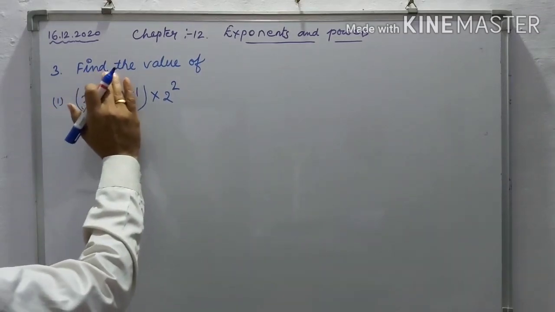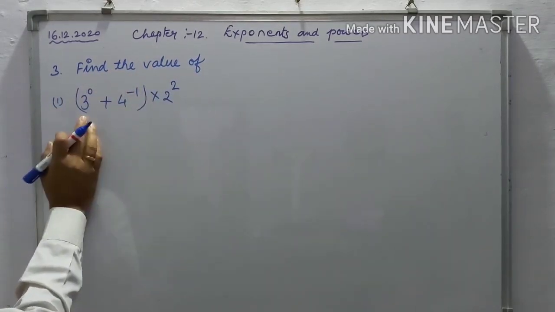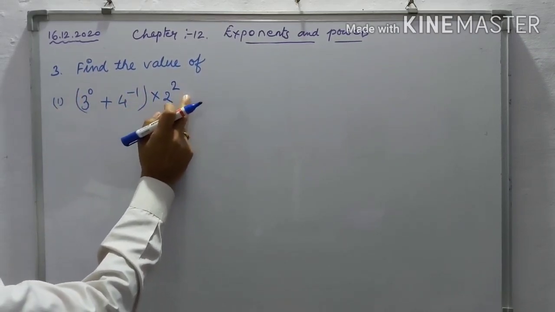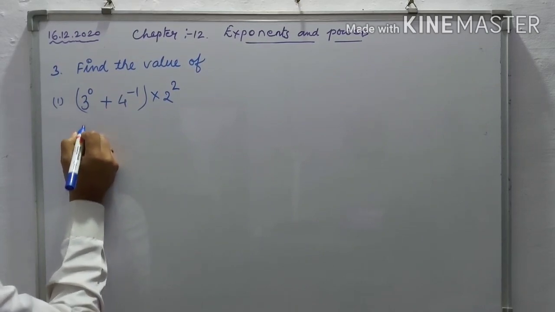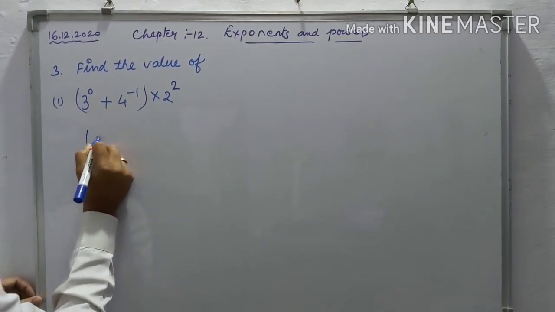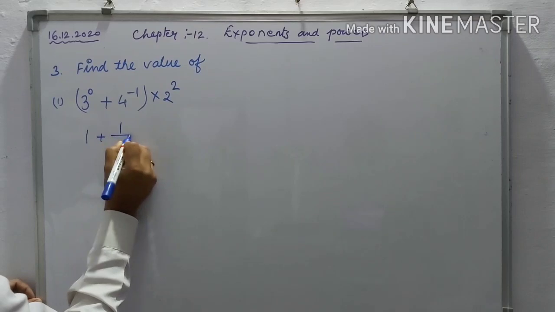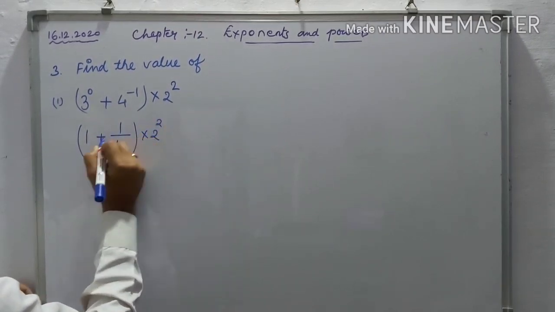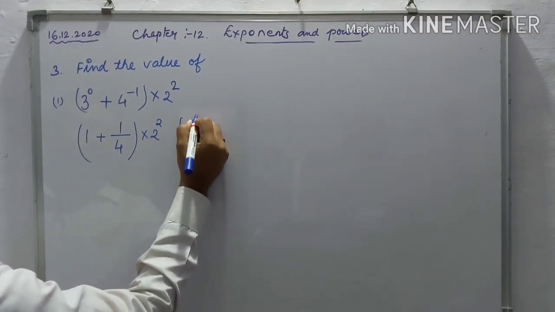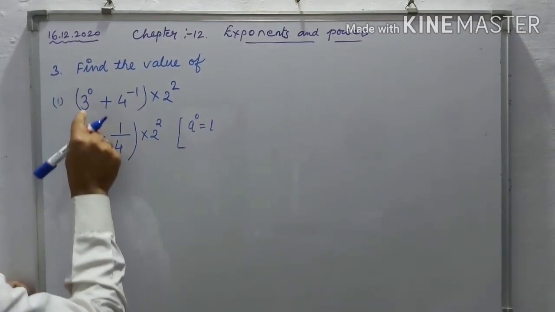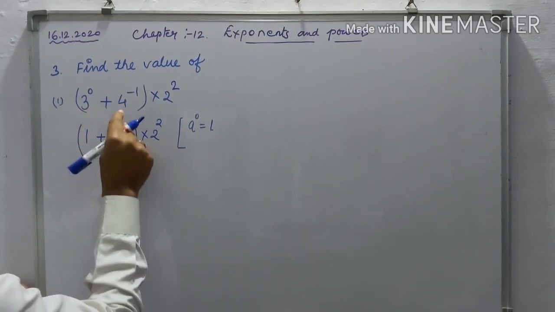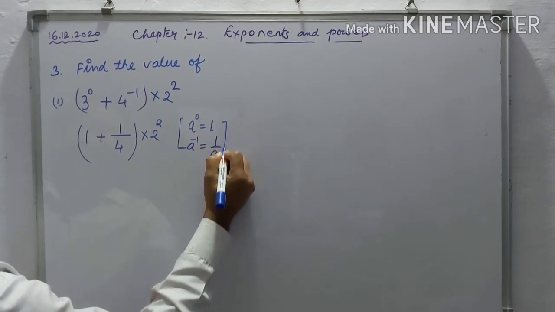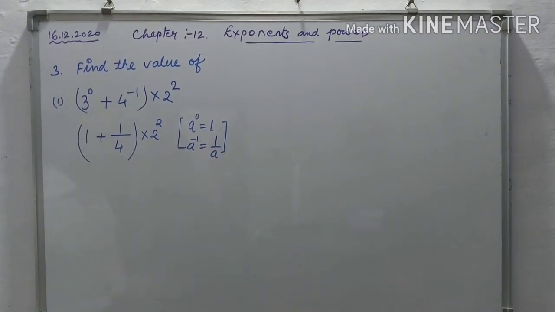Now question number 3. Find the value of (3 power 0 plus 4 power minus 1) in the bracket, and multiply 2 power 2. Okay, so we solve: 3 power 0 is equal to 1, plus here the minus power will be changed into positive, in the bracket, and multiply 2 power 2. Here we use two rules. The first is a power 0 is equal to 1, so 3 power 0 is equal to 1. The second is a power minus 1 is equal to 1 upon a. There are two rules used.